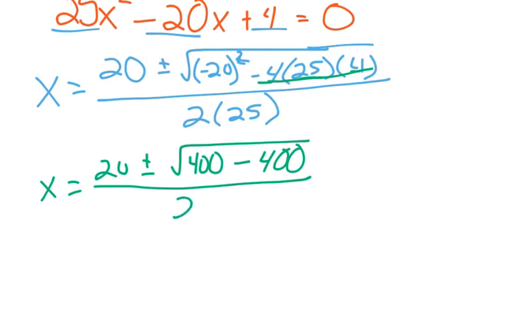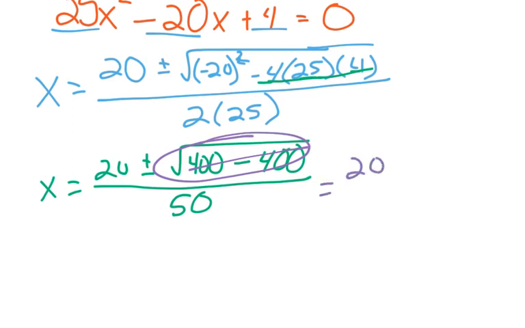2 times 25 is going to be 50. Okay, 400 minus 400 is 0. They cancel each other out. And then the square root of 0 is 0. So this whole thing becomes 0. So we're just left with 20 over 50, which we can drop the zeros, leaves us with 2/5. So in this case, we only have one answer. Okay, and that is perfectly fine.